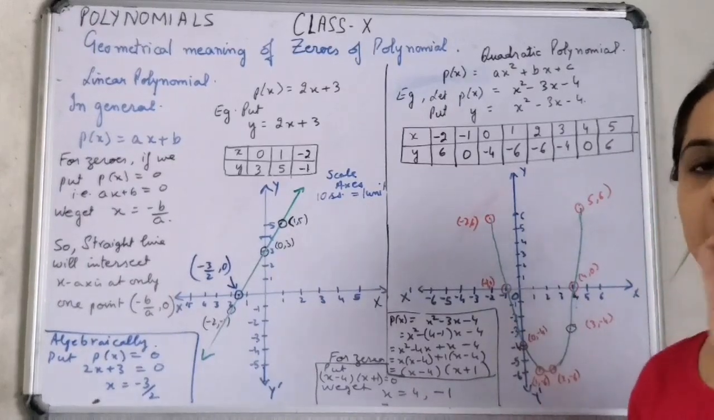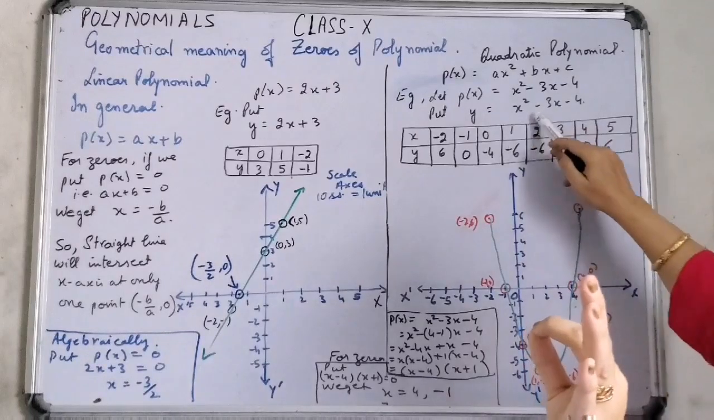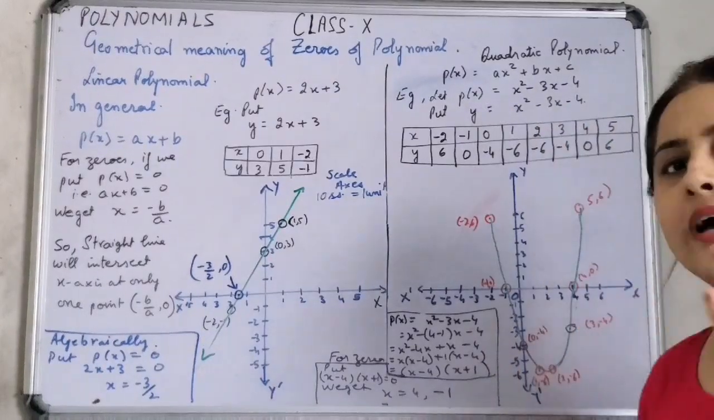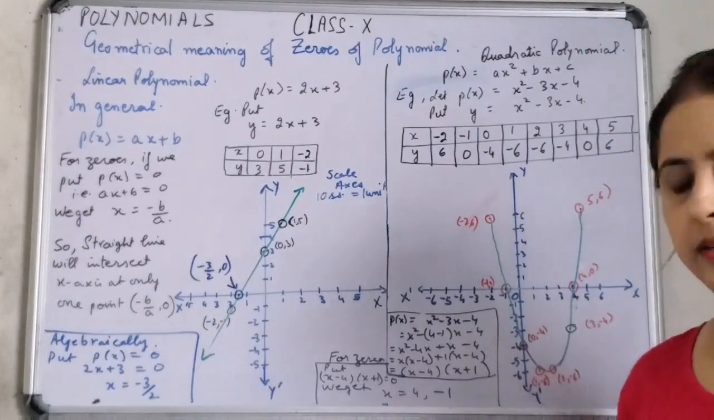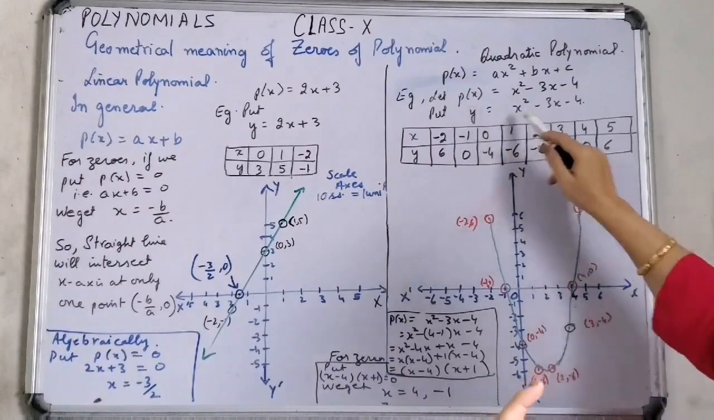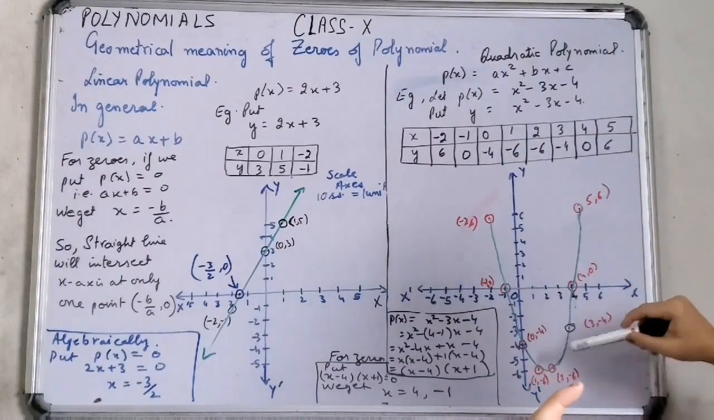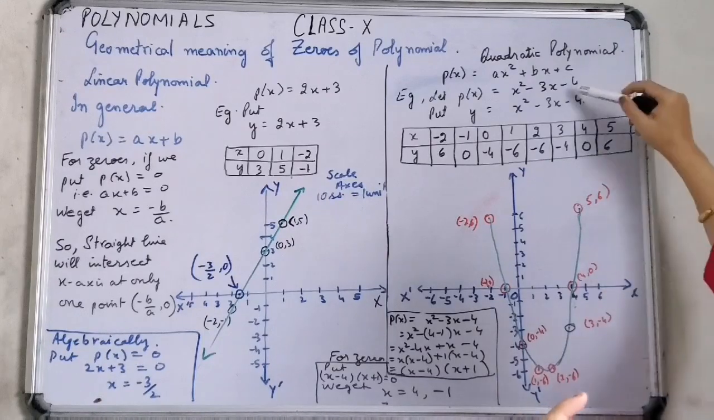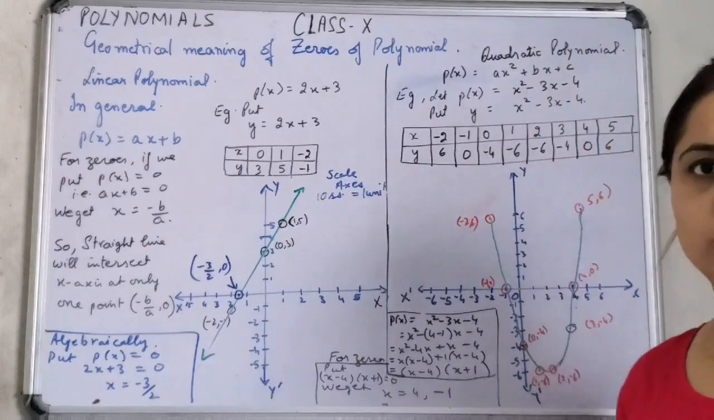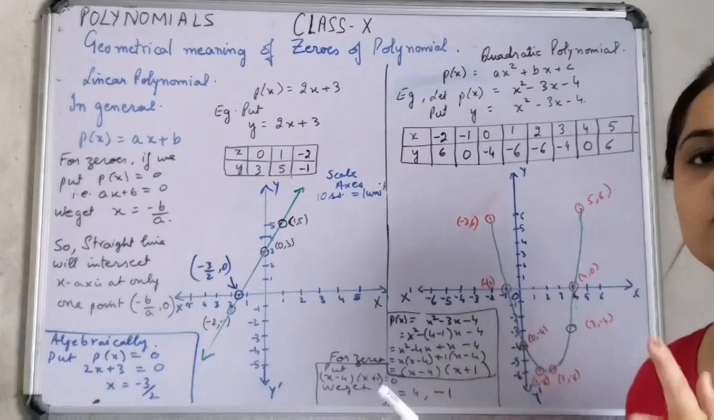It means if I put -1 into this polynomial, y will be 0, that is, p(x) will be 0. Similarly, if I put 4 for x in this polynomial, the value of this polynomial will also become 0. That is why they are known as zeros of the polynomial.